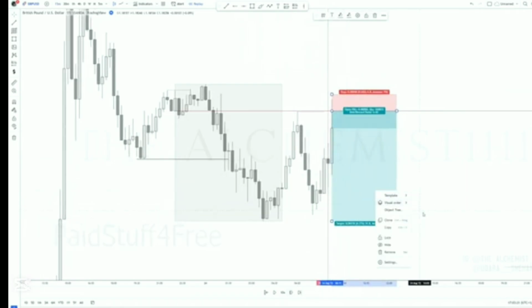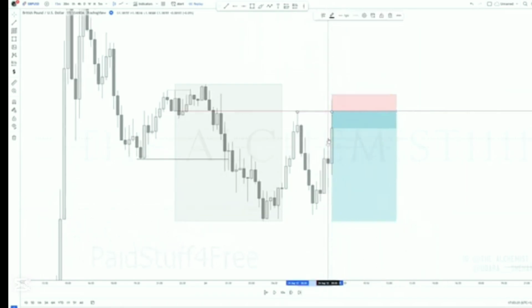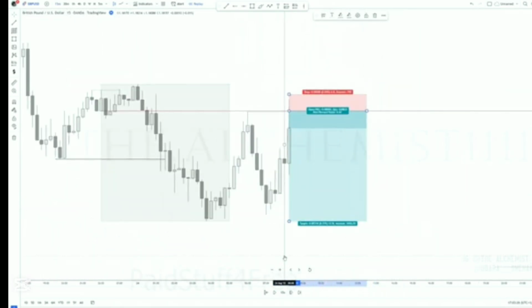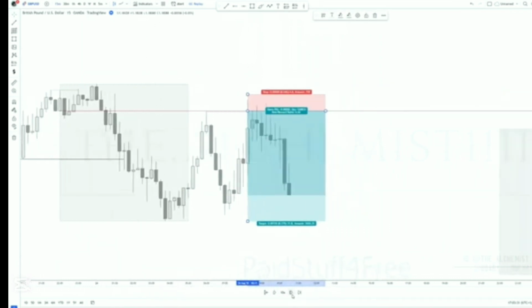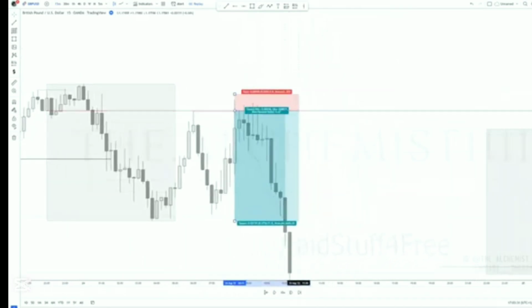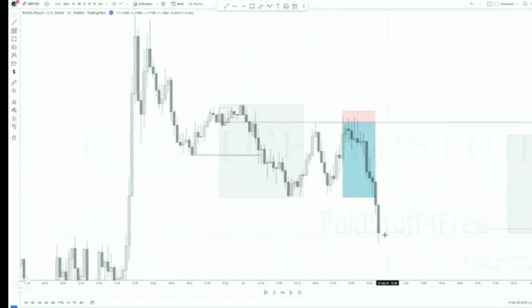Timing is good. 8:15 a.m. Can you see it? Right at 8:15 a.m. London time. Tapped into the strong Asian high, took out this liquidity, and then comes the drop. See that? So that's it. And this is from the 15-minute time frame here.